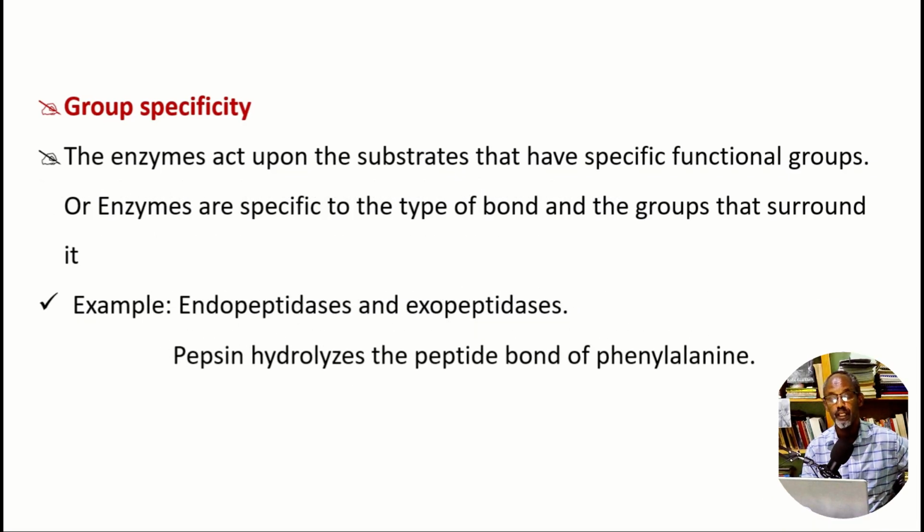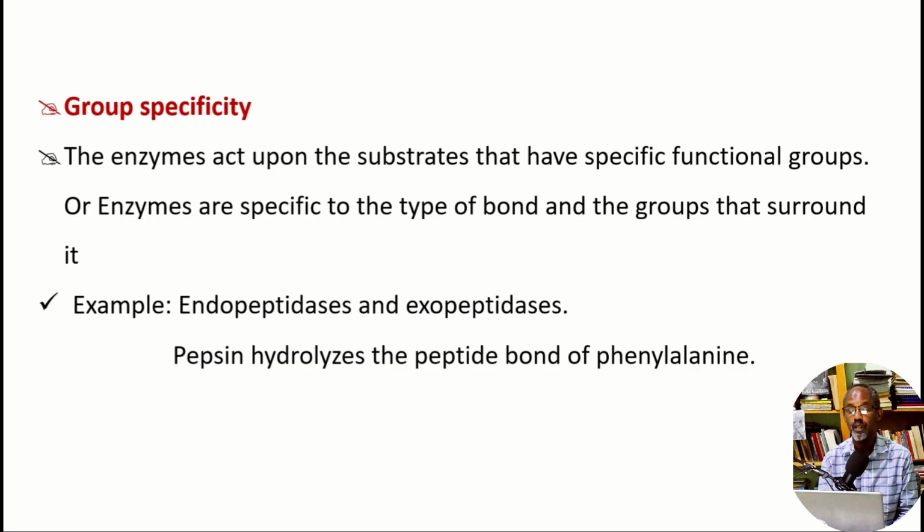See, for example, pepsin. Pepsin hydrolyzes the peptide bond of phenylalanine, not phenylalanine only. Pepsin is an endopeptidase, of course. It loves to cut amino acids from the middle section of a polypeptide chain. Not only in the middle, but peptide bonds that have amino acids which contain aromatic chemical groups, the benzene ring. One such amino acid is phenylalanine, the other is tyrosine, the other is tryptophan.